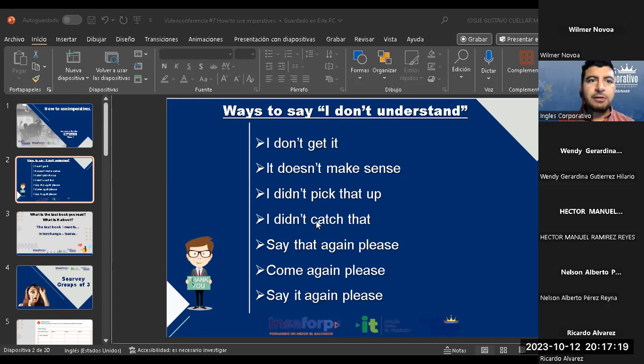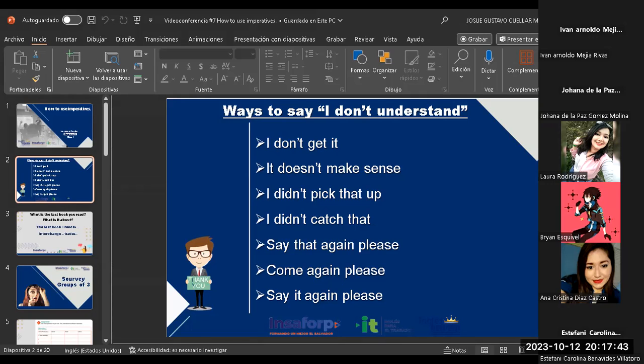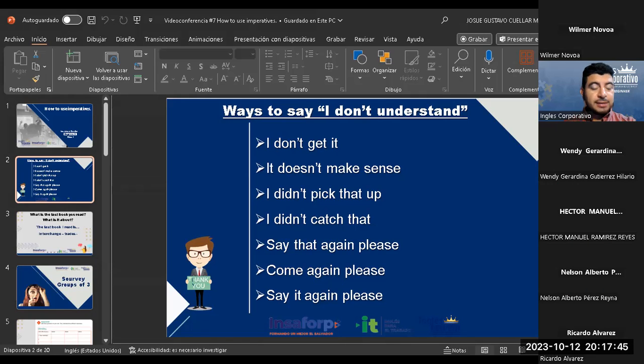Okay. The point of this or the objective is that you can understand one more phrase or new vocabulary. It is not necessary to memorize all of this. No necesario memorizarte todo esto. But at least one phrase you can learn it and apply it in conversation. Puedes aplicarlo en algunas conversaciones. Okay, thank you very much. Recuerden que pues es necesario pasar la asistencia siempre, ¿verdad?